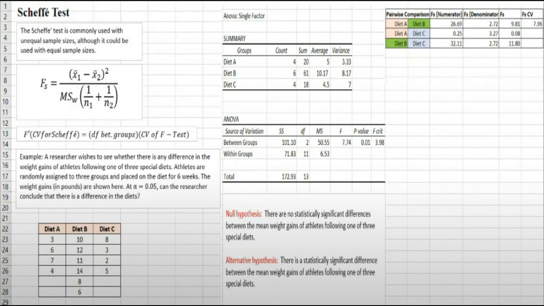So anyway, the critical value of the F test in the ANOVA summary table, the F critical, is 3.98, and the Scheffe critical value is 7.96, and the F sub s value is 9.81, which is greater than 7.96. So meaning there is a significant difference between diet A and diet B. While diet A and diet C has no significant difference because it's only 0.08, which is less than 7.96. But between diet B and C, there is a significant difference because the Scheffe test value is 11.8 and it's greater than the critical value, which is 7.96. And that's all. Thank you.